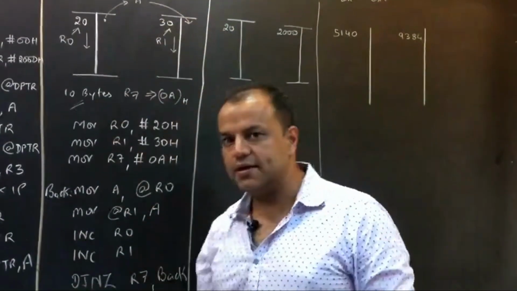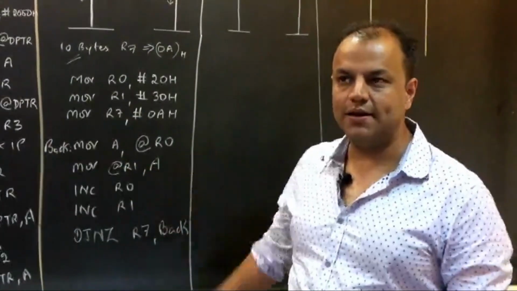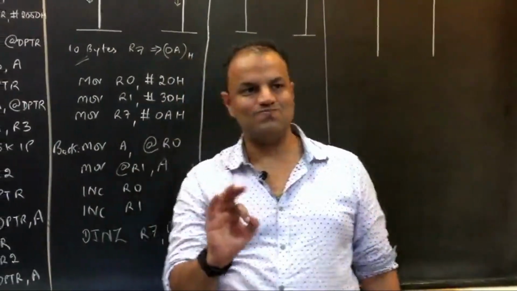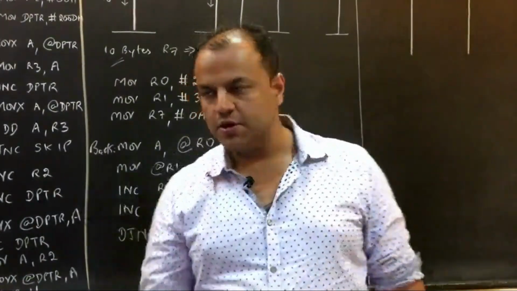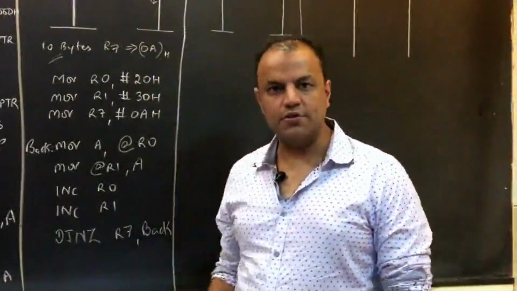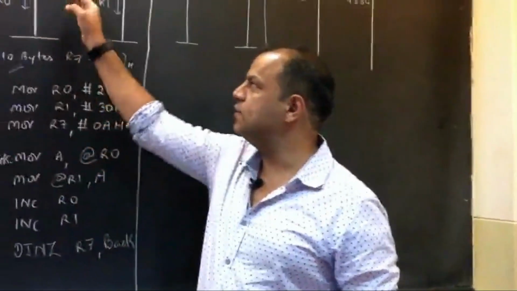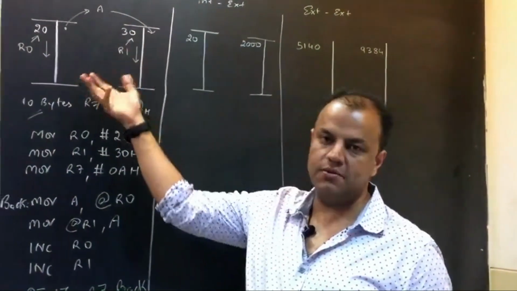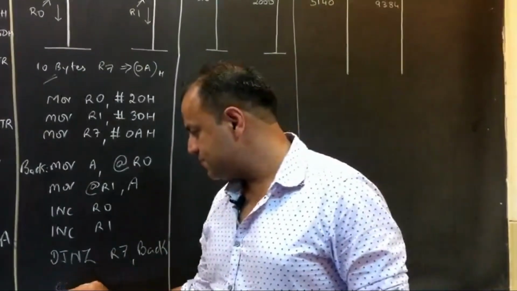Students say, sir, why do you take in A? There's no way you can do it without A. You cannot write MOV @R1, @R0. I'll tell you one thing. Simple. 2 RAM registers can never come in one instruction. So MOV @R1, @R0 is not possible. If it was possible, I would have myself avoided using A, but there's no way you can do it without it. So take it into A, store it over here, increment the addresses, put it in the loop. Isn't this a simple program? And this loop is over, job done.